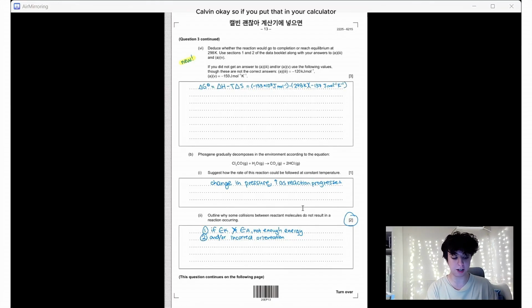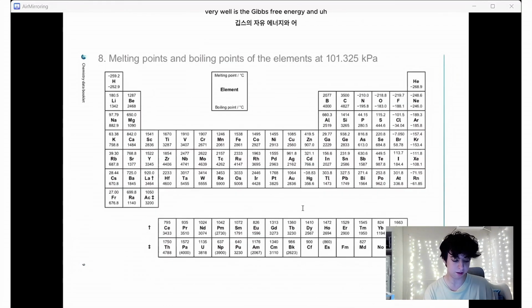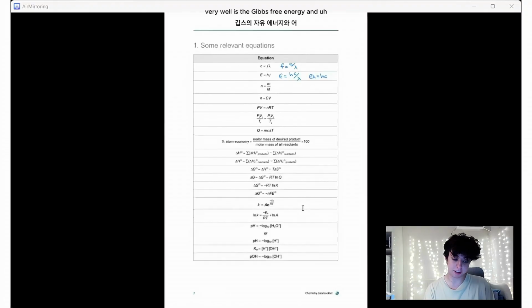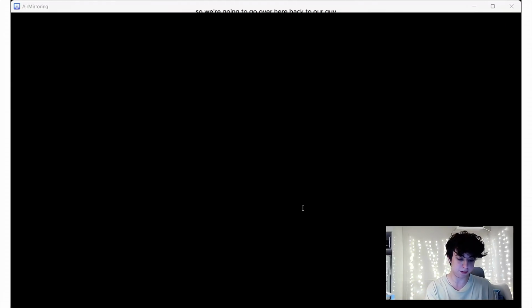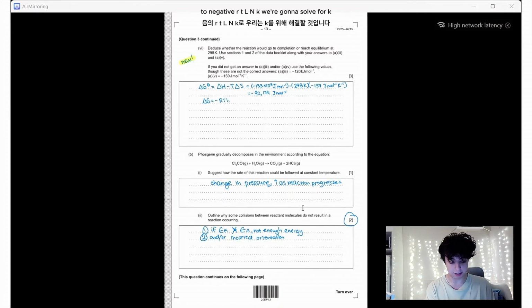If you put that in your calculator, you end up getting negative 92,174 joules per mole. Then we can go over to our data booklet, where I actually don't have this equation memorized very well, the Gibbs free energy and equilibrium constant equation. That one is right here. So the Gibbs free energy is equal to negative RT ln K, and we're going to solve for K. So we're going to go back over here. We have that the Gibbs free energy is equal to negative RT ln K.